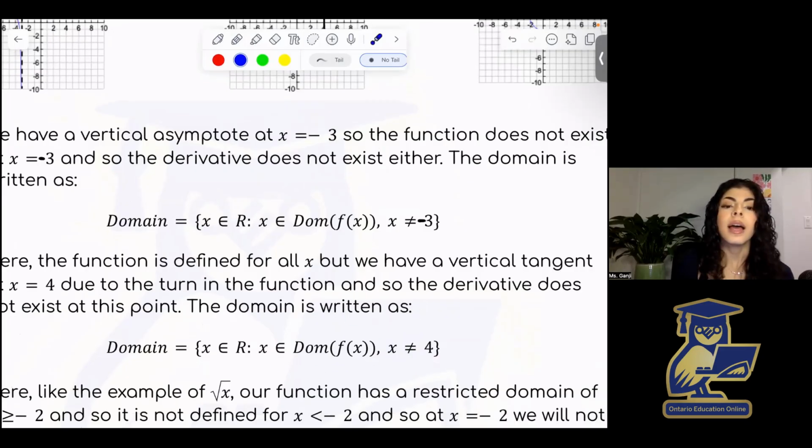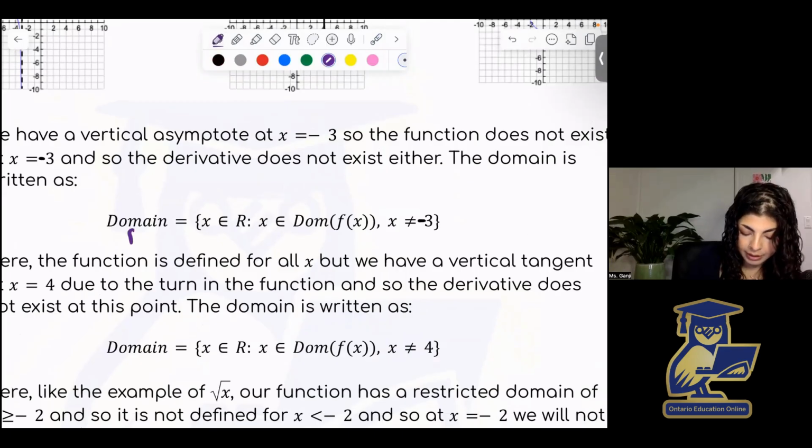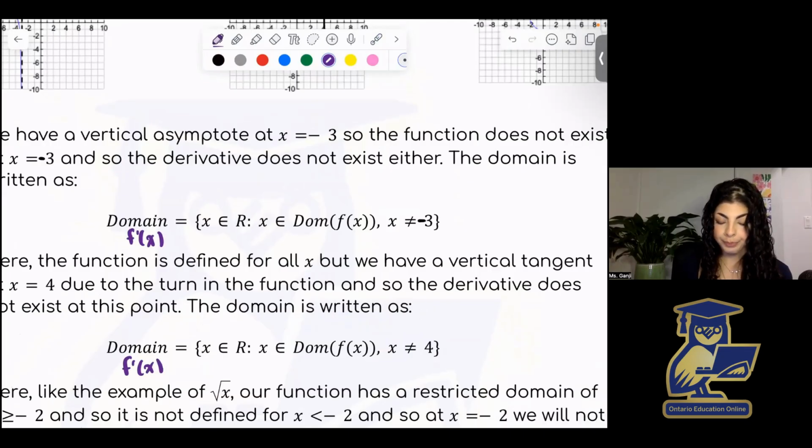So in the domain, we do have x is 4, but in the domain of the, so maybe I'll add this here. This is the domain of the derivative. We don't have x is 4 anymore.